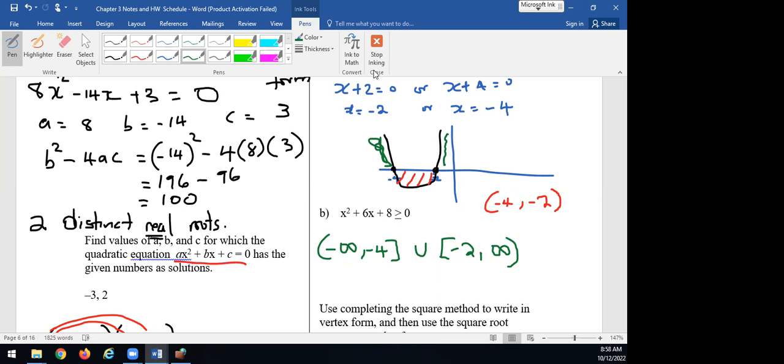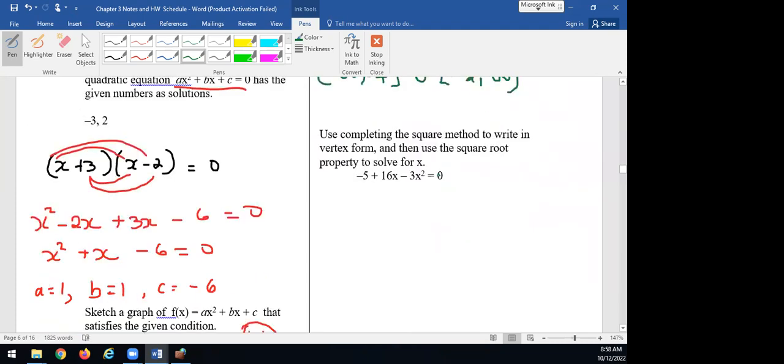All right, so that's what you would do for those problems. Here we have another example. Even though this says use the completing the square method, you don't have to. You can just use any method you want. So write in vertex form and then use the square root property to solve.